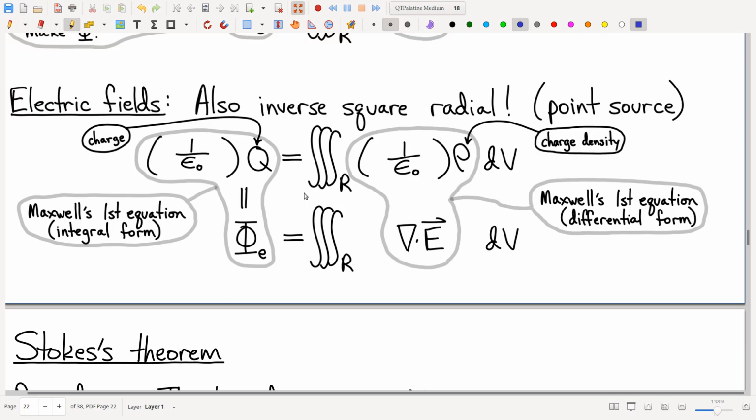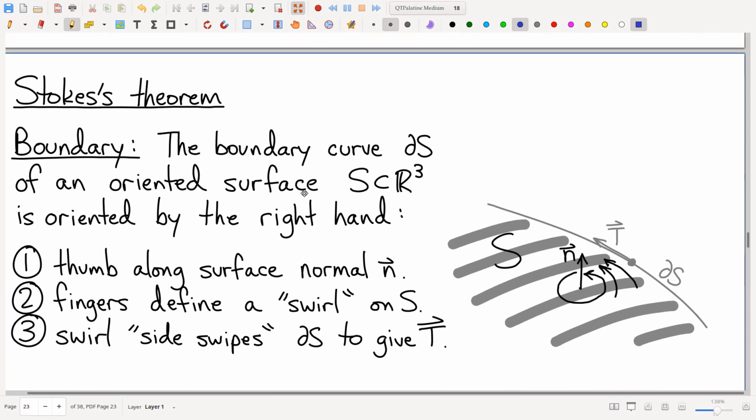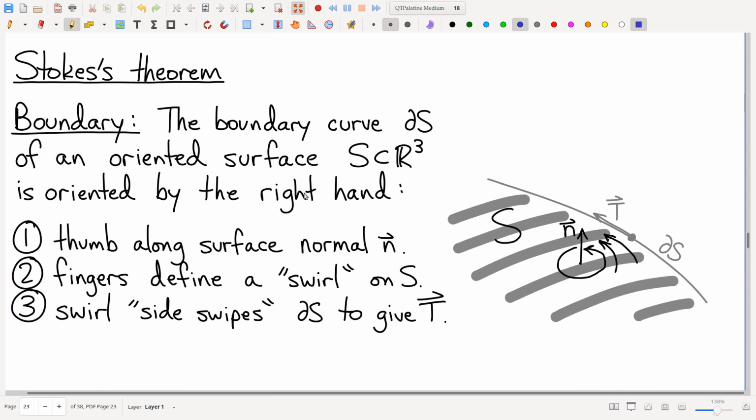Okay. All right, so I hope those ideas will be useful to y'all as you proceed through engineering. They certainly were to me in physics. Okay, moving along. Stokes' theorem. Still in section 7.3, this massive, gigantic, overpacked section.